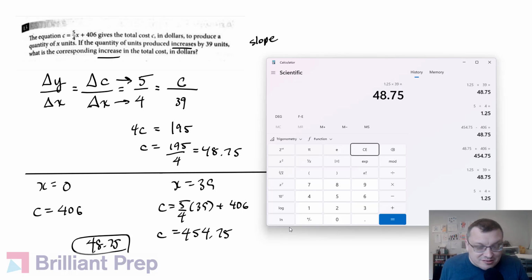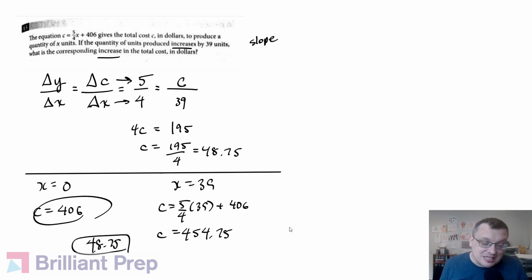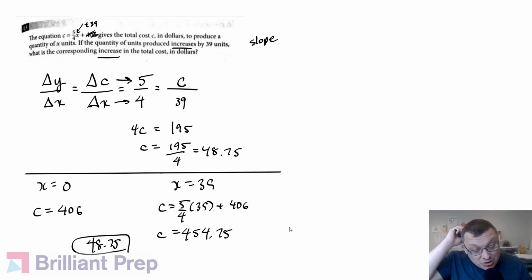Now, if you'll notice, when I did the calculation of 5 over 4 times 39, we actually got the answer directly, 48.75. Then I added the 406, and then we ended up subtracting the 406 off. So as a shortcut, you might recognize that as x goes up by 39, this is the quantity in the equation that contributes to the change in the cost. The initial value, or the y-intercept, is constant. It doesn't change as x changes, so we can almost ignore it. That's why when we plug 39 in for x, if you just do 5/4 times 39, you also get the answer.